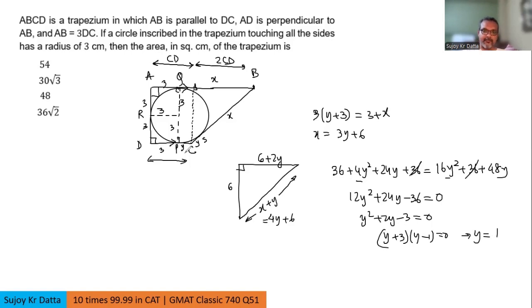The moment we know y is 1, this becomes 4 and AB becomes 12. So we have the area as half the sum of sides, 12 plus 4, times the height 6. So 12, 16, 3 sixes are 48 is our answer. Okay, so that is the third option, C. Moving on.